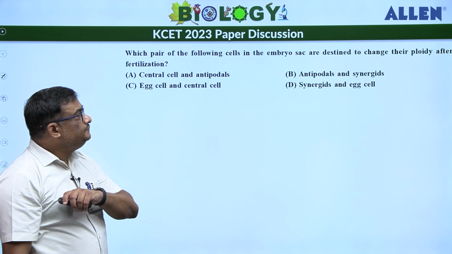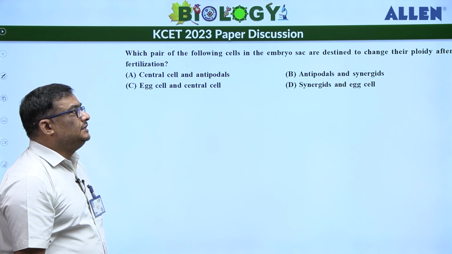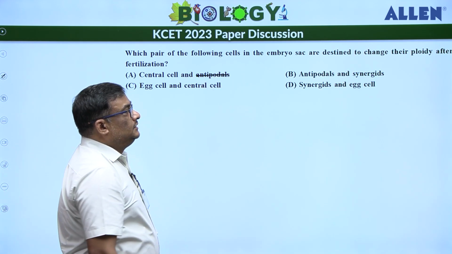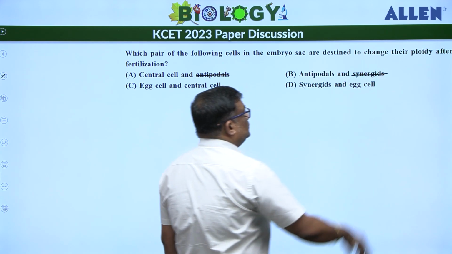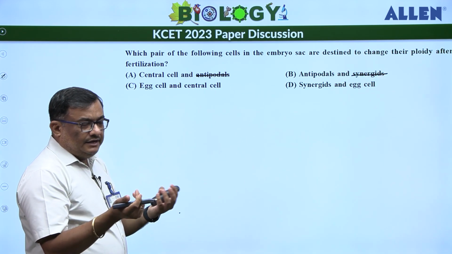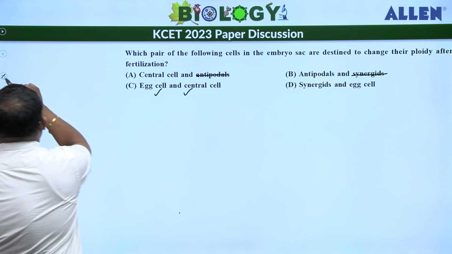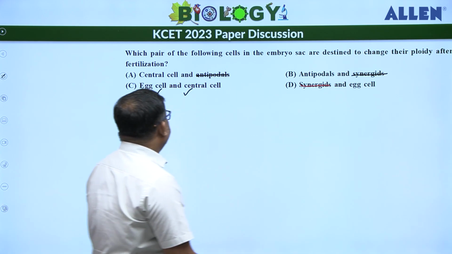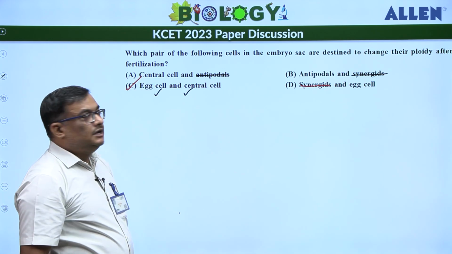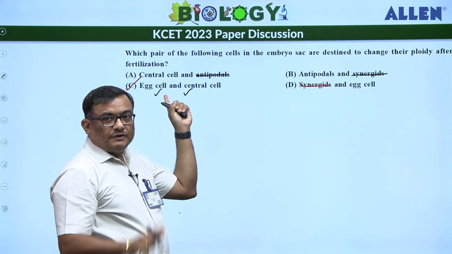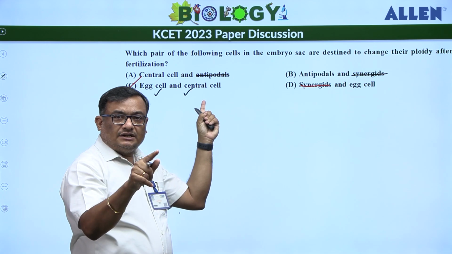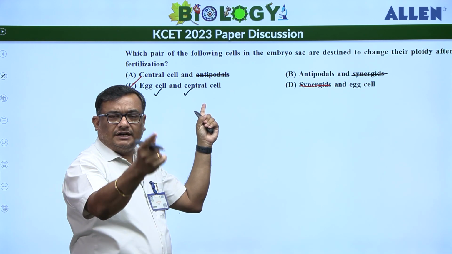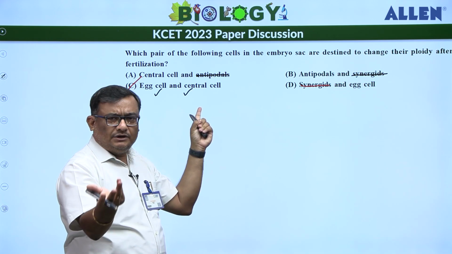So look at the next question. The pair of the following cells in the embryo sac destined to change their ploidy level. Antipodals, no change, ruled out. Synergid, no change, ruled out. Egg cell and the central cell, fine, seems to be correct. Synergid and egg cell, again synergid is ruled out. So the option is egg cell and the central cell. One nucleus fuses with the egg cell, making it the zygote. One fuses with the central cell, which has the polar nuclei, forming the primary endosperm nucleus, so that it can develop into the endosperm.